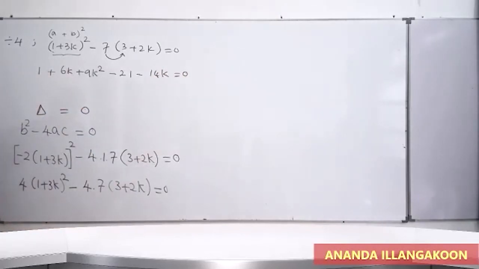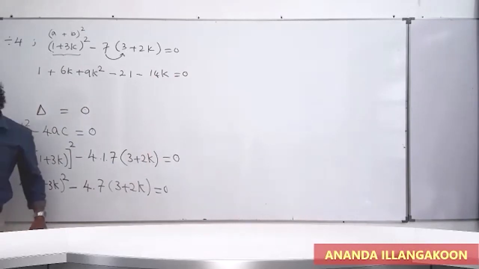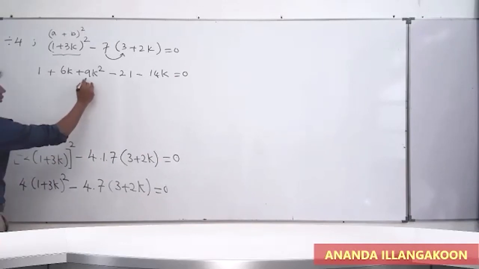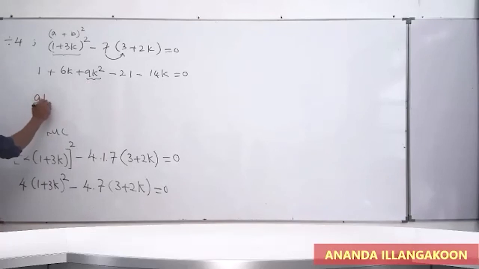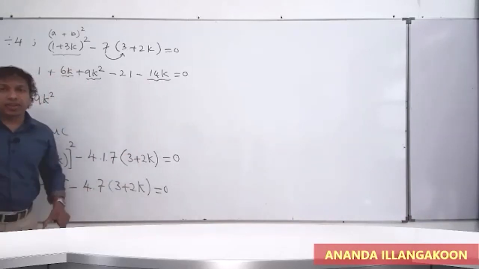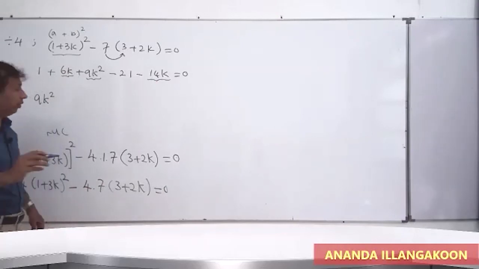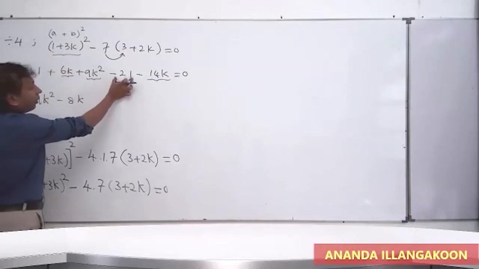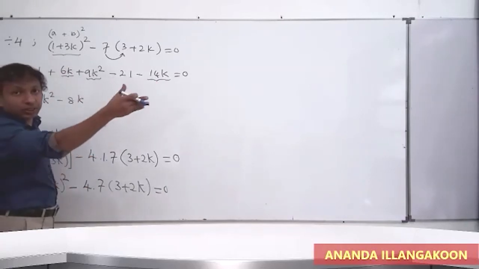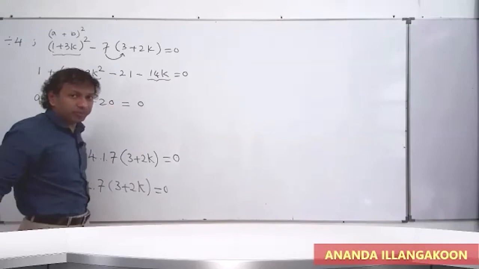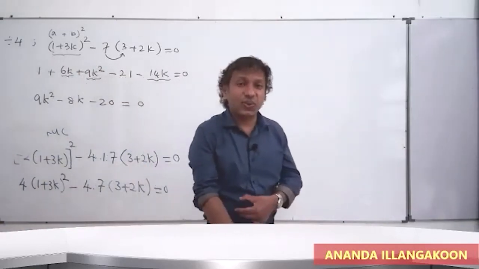Right, people. Now I write this 9k squared first. 6k and minus 14k, what is the answer, people? Minus 8k. And people, here we have 1, here minus 21. 1 minus 21, people, minus 20. See here, you get what, people? A quadratic equation in k now.